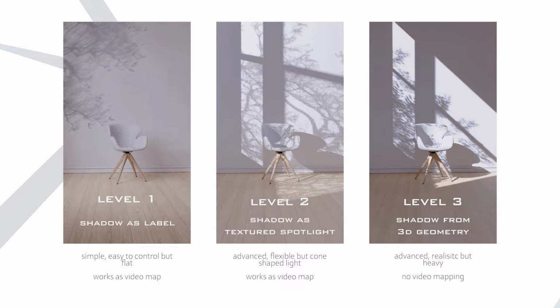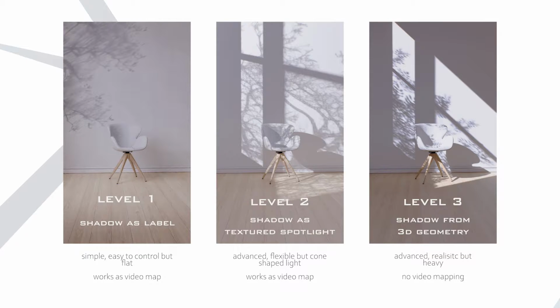So the first level is shadow applied as a label. It's very simple, easy to control, but it only works on flat surfaces. You can use video mapping. Level 2 uses the textured spotlight to apply shadows. It's a little bit more advanced and takes more control in the scene, but it also works with video map.